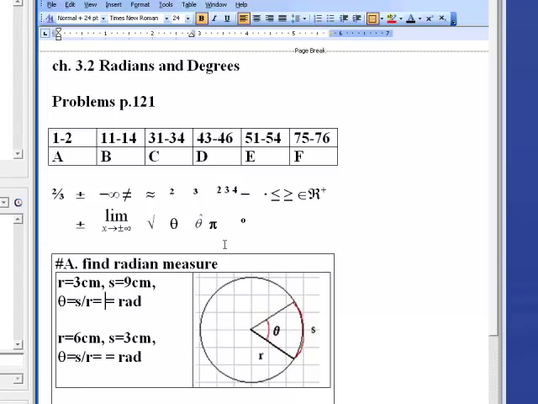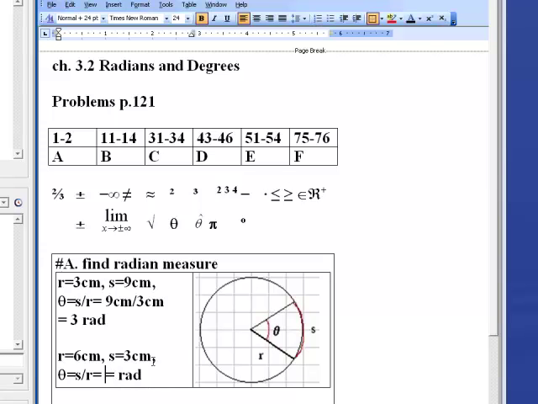So theta equals arc over radius, so 9 centimeters divided by 3 centimeters. The units cancel out, and then 9 over 3 is simply 3, and then we may or may not write rad for radians behind that. 3 radians, that's pretty close to pi, which means that's about 180 degrees. Obviously, the drawing that I have on the side here is not to scale.